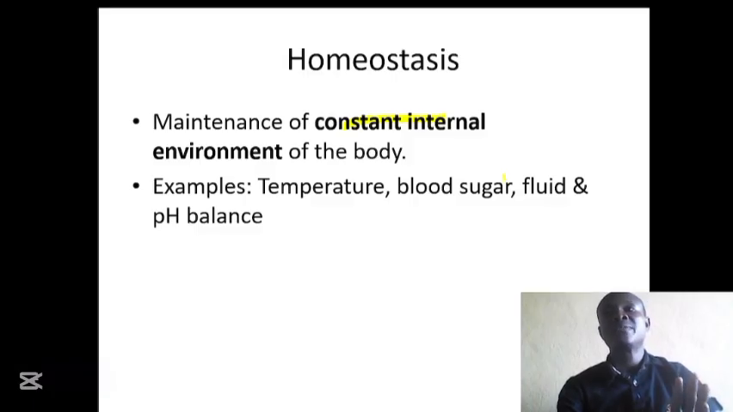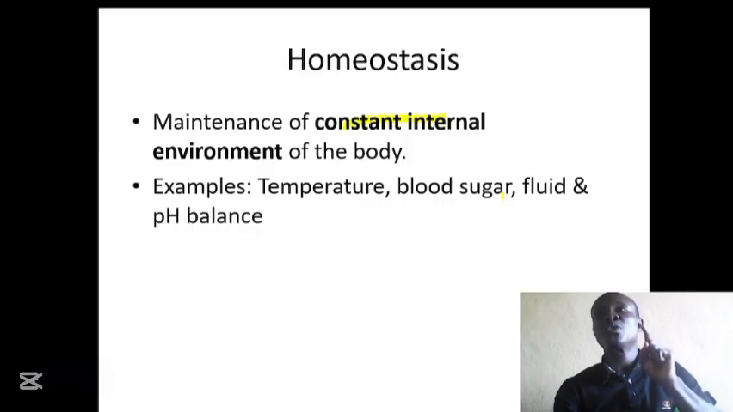You will be asked to define what homeostasis is and give examples of homeostasis that occur in the body. One is regulation of the body temperature. Two is regulation of the blood glucose level. Three is regulation of blood water level, and the fourth one is the regulation of blood pH level.